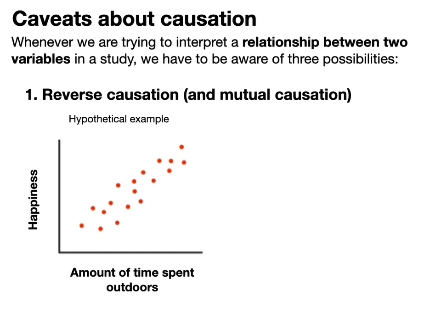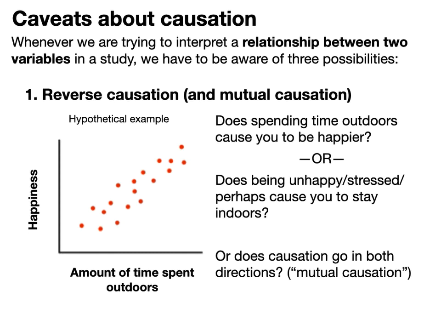And suppose I find this positive relationship. The students who spend the most time outdoors are also the happiest. This has been shown in real studies. Well, is it that spending time outdoors causes the students to be happier? Or perhaps being happy causes students to go outdoors, and maybe being unhappy causes students to spend more time indoors.